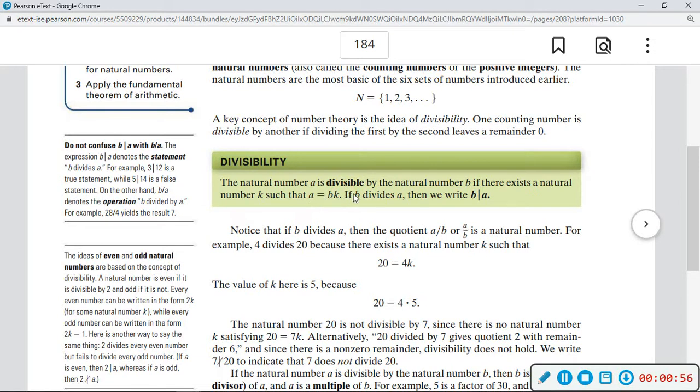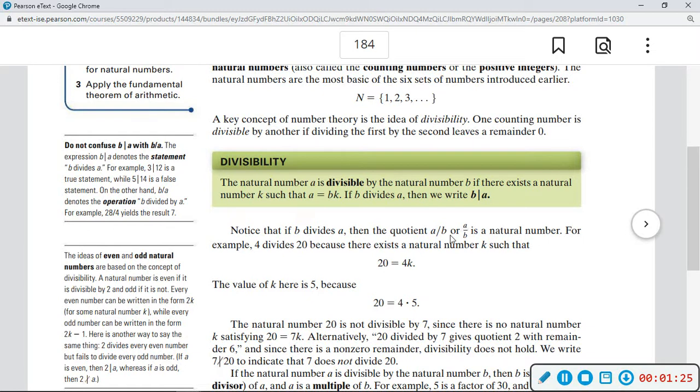So this says if B divides A, which means you will put A on top and B on the bottom. B divides A, we write B, this vertical bar, A. This is just the notation that says B divides A. This is how they write it. This does not mean B divided by A, which they're showing you here. This actually means if B divides A, then we write it like this. A on top, B is going to be what we're dividing by.